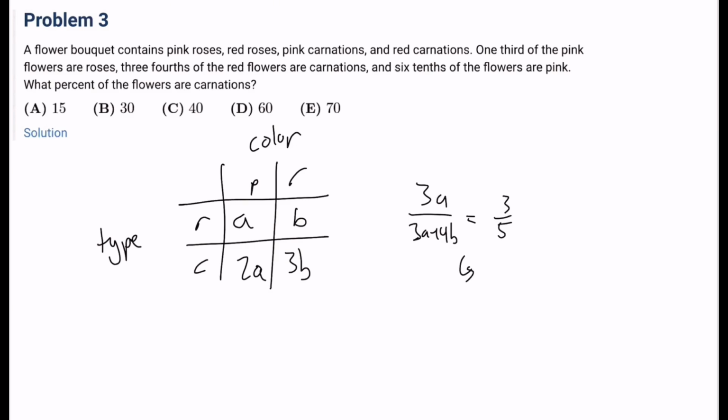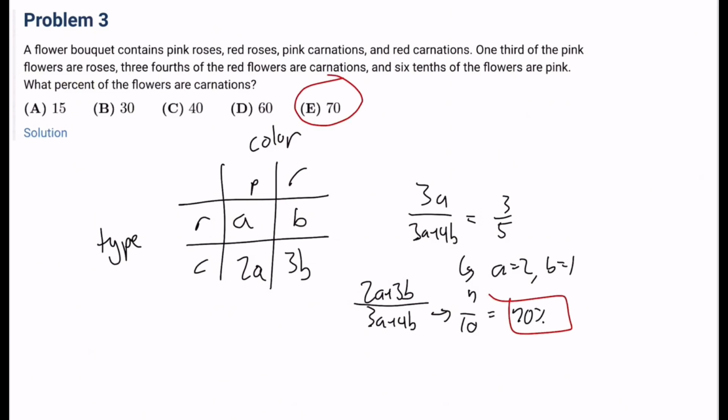So this gives us that A equals 2 and B equals 1, because if A is 1, B will be 1/2, and that would just be equal to A being 2 and B being 1. And we want what percent of the flowers are carnations, so that's 2A plus 3B over the whole thing, 3A plus 4B. If we plug these in, we get 7 over 10, that's 70%. So 70% is our answer, it's E.